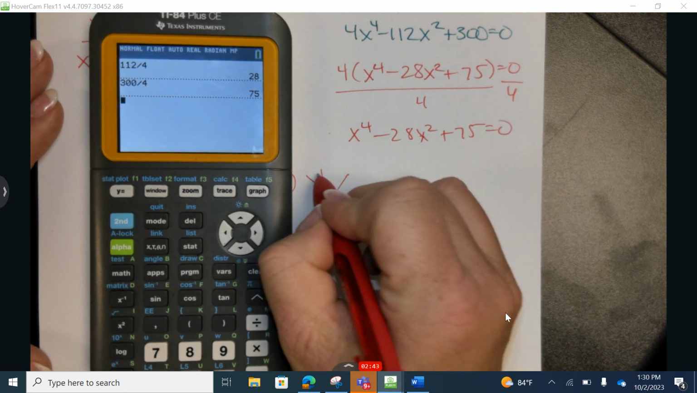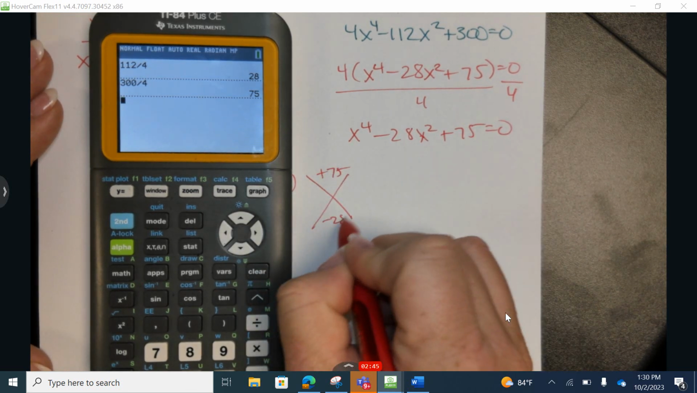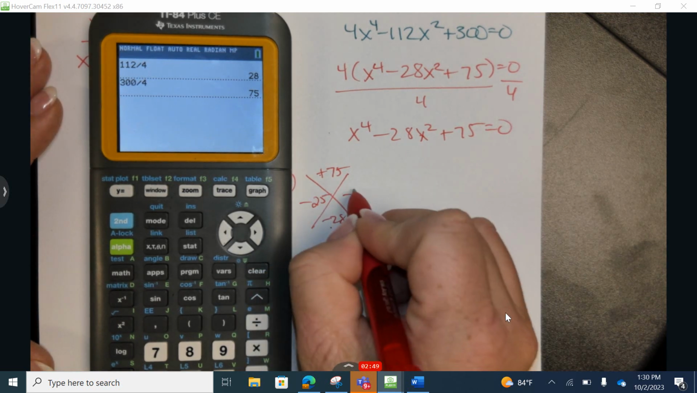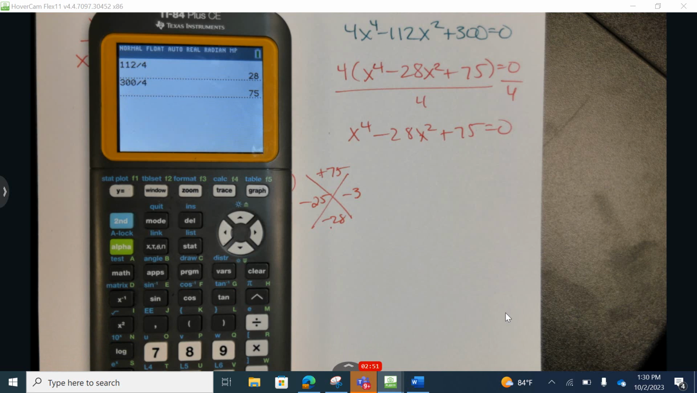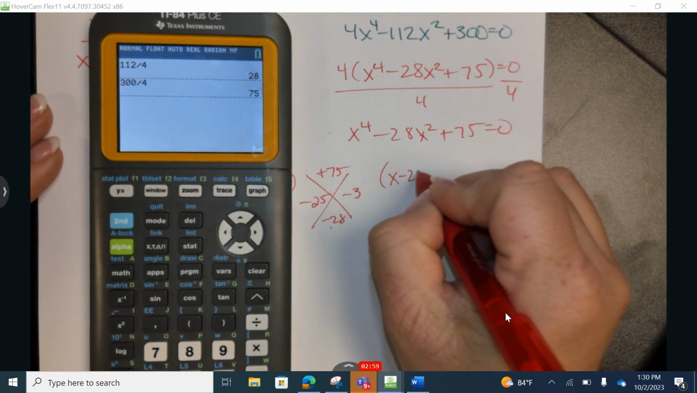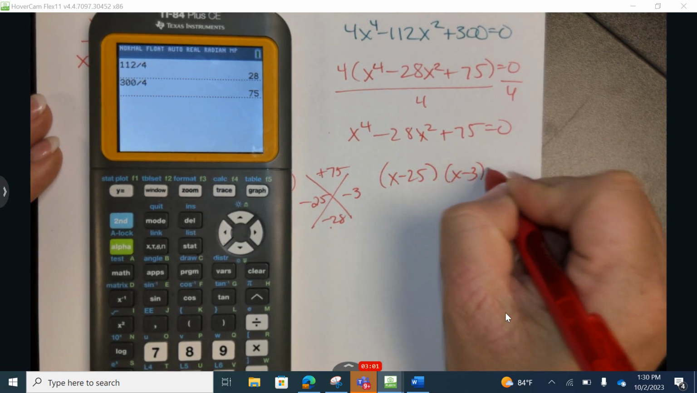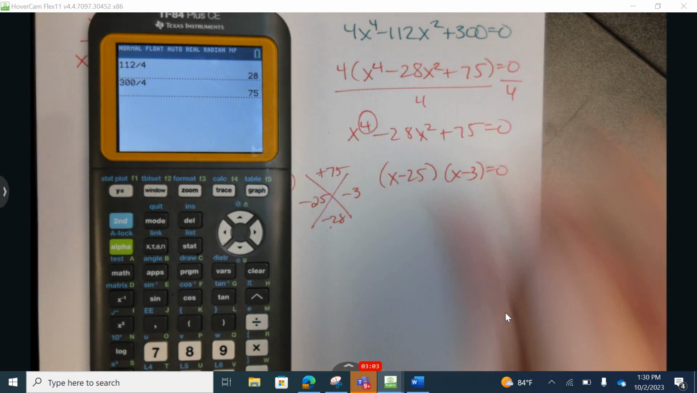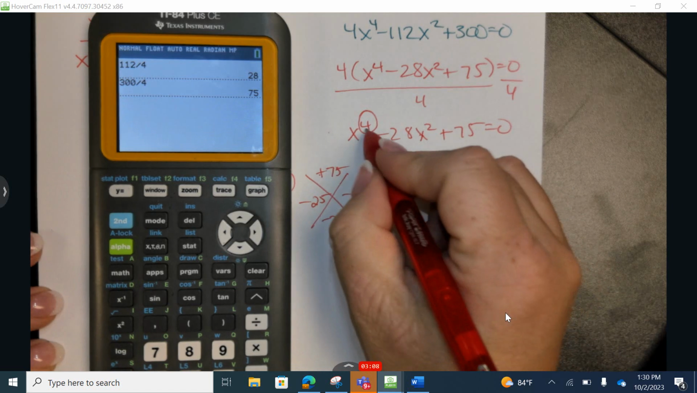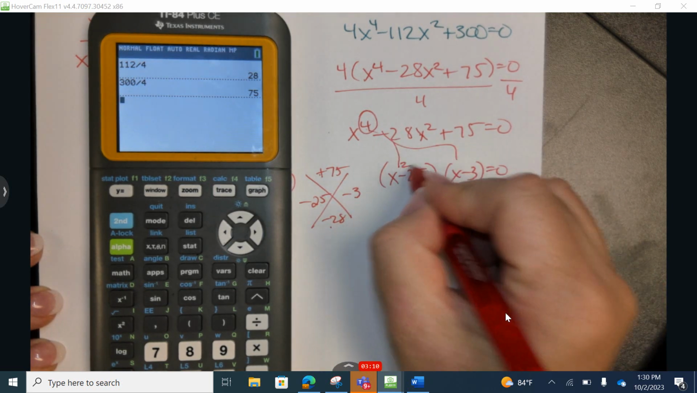1 times 75 is 75, so I'm looking for two numbers that are the same sign. They both have to be negative. We already recognize negative 25 and negative 3. So negative 25 times negative 3 is 75, and negative 25 and negative 3 do combine to give you negative 28. So x minus 25, x minus 3, but here's where the mistake was made. Notice that we have a degree 4, so we have to split that equally. So it becomes squared and squared.